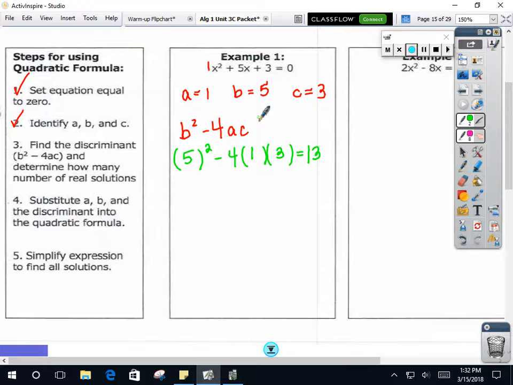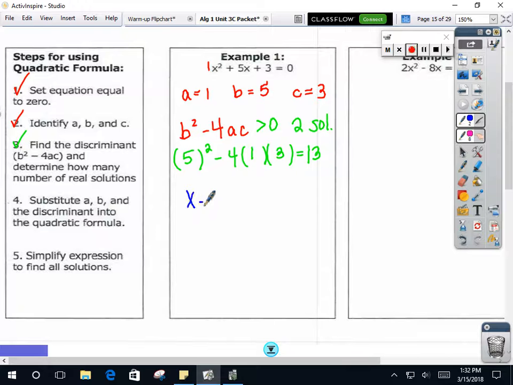Now, whenever your discriminant ends up a number greater than 0, like ours did, because 13 is greater than 0, that lets you know that we're going to have two solutions. Okay, anytime your discriminant is a number greater than 0, you're going to have two solutions. Now, to find those two solutions, you continue on with the quadratic formula, where you're going to substitute in a and b into the parts that we haven't dealt with yet.